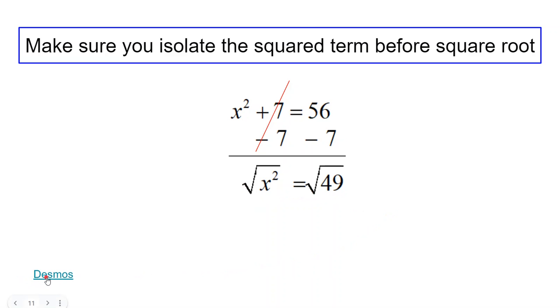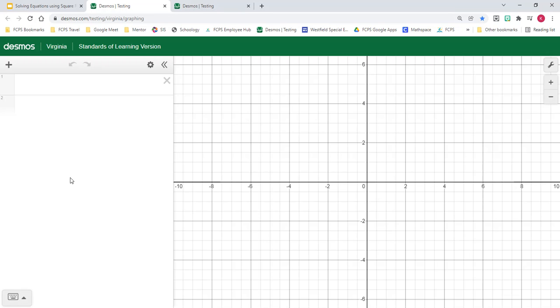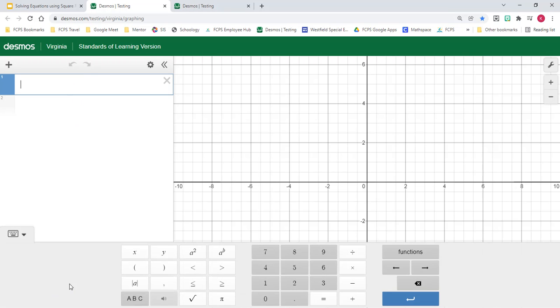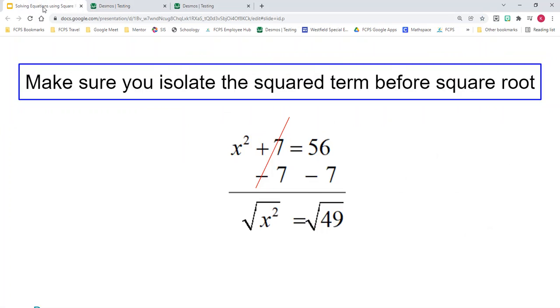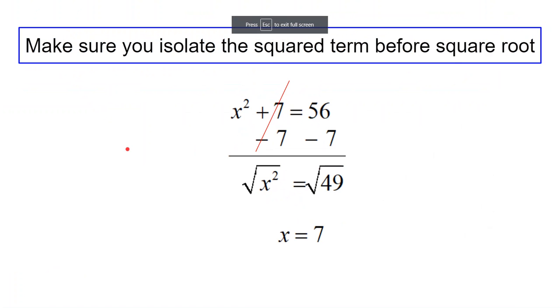If I'm unsure what the square root of 49 is, I can go to Desmos, again, get my square root sign from my keypad, type in 49, and we get 7. So x equals 7.